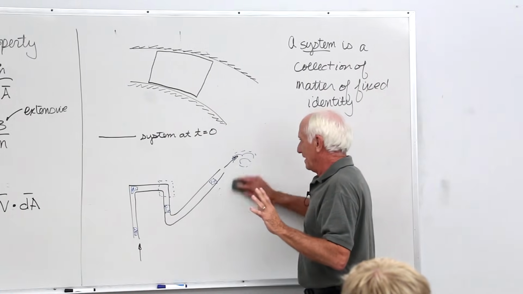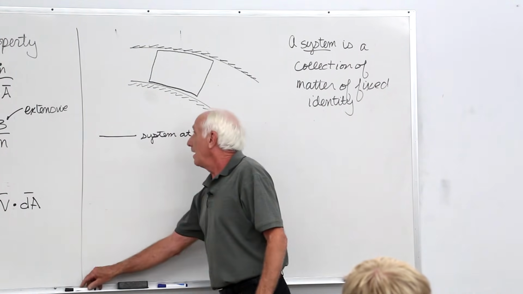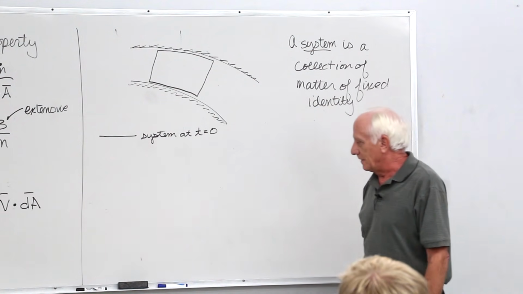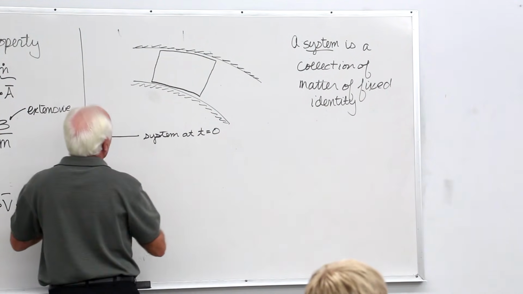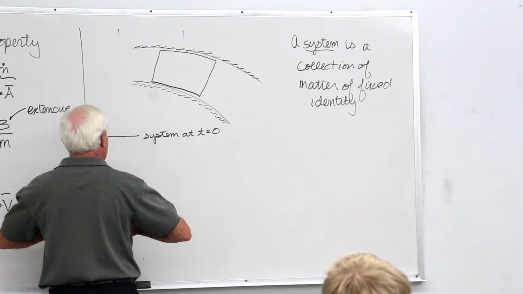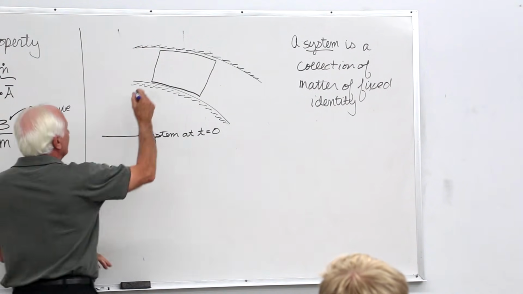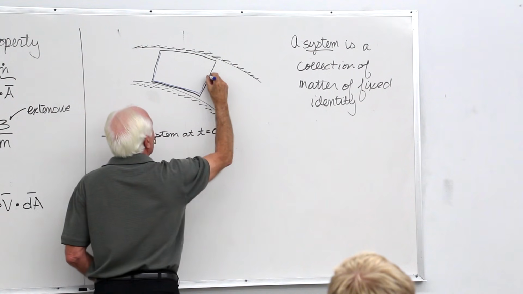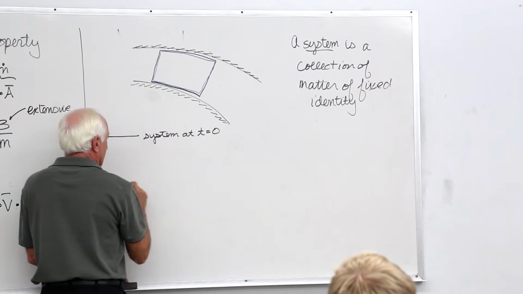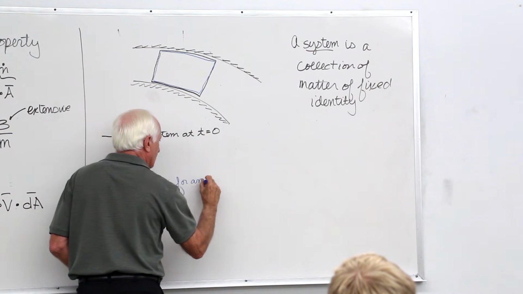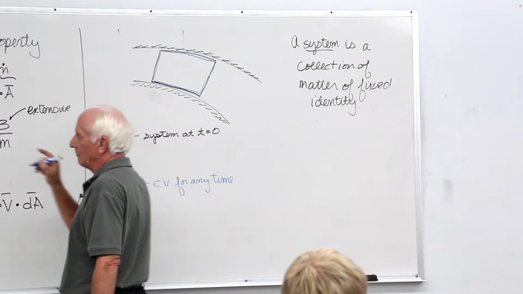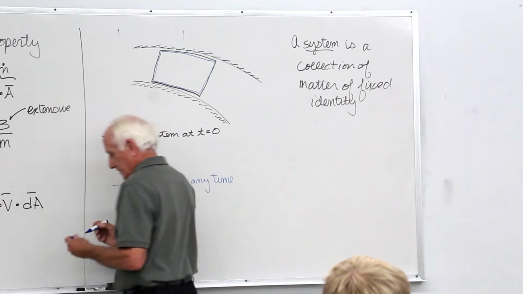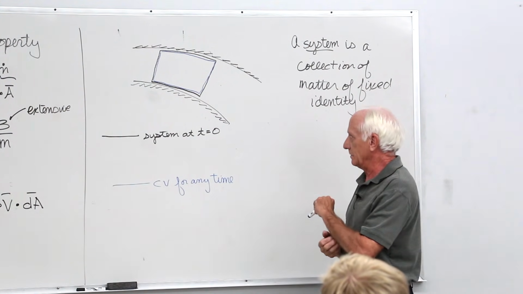So what I'm going to do now is try to relate the control volume to the system. I'm going to call that same volume at time 0 my control volume. Here is my control volume. That is also going to be my control surface. This is the control volume for any time. Remember, the control volume is fixed in space, not moving. I choose to make them coincident at time 0.